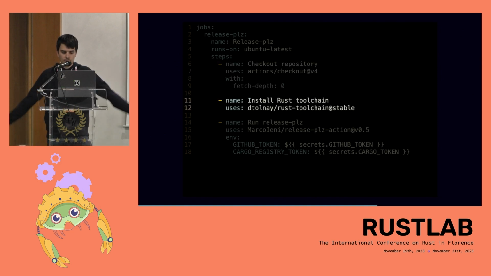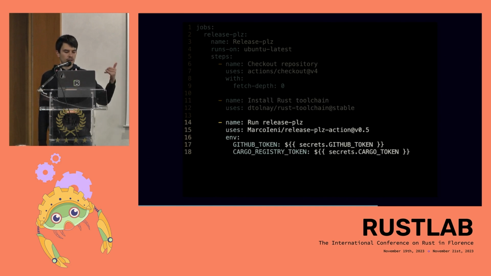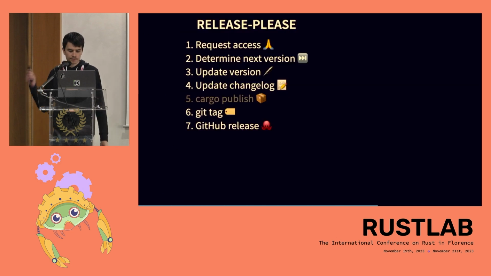Then you select your favorite Rust toolchain, for example, stable, and then here you run the Release-plz action by passing the GitHub token that is used to create the release PR and to create the GitHub release and so on. And then, of course, it also needs the cargo token to publish on crates.io.